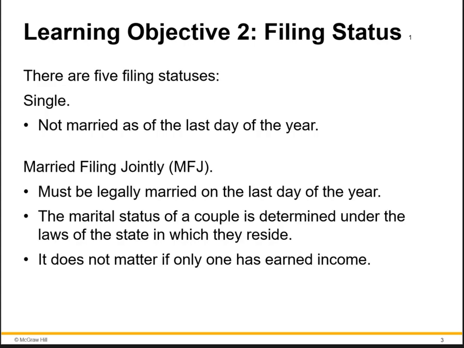The first one is single, and basically all of the statuses are determined as of the last day of the year. So to file single, you must not be married as of the last day of the year. For 2024, that's 12/31/2024; that's when your status is determined. If you're married on that day, you cannot file single, and if you are single on that day, you can't file married.